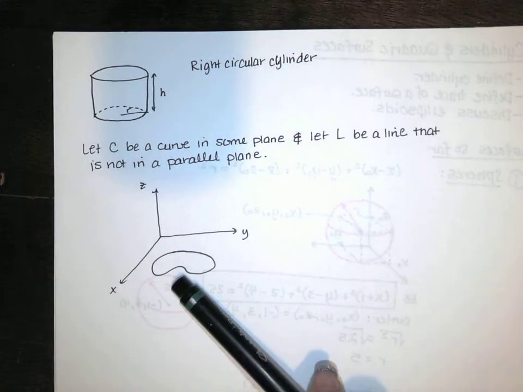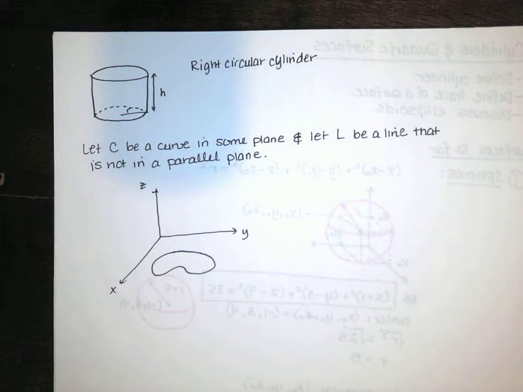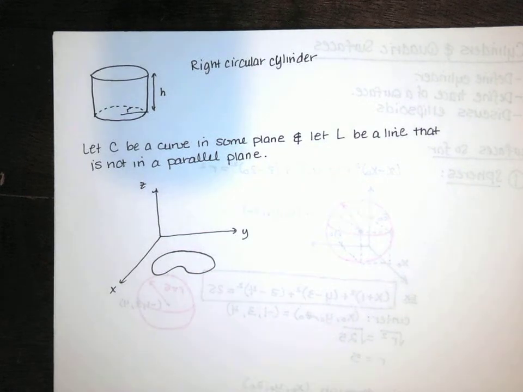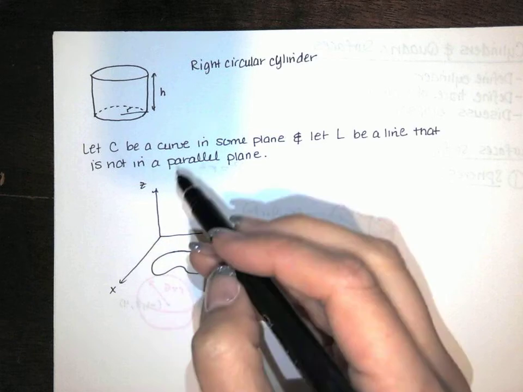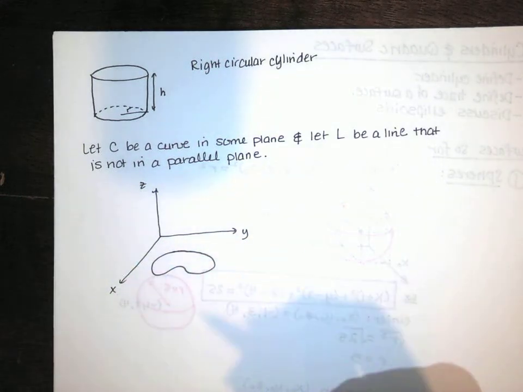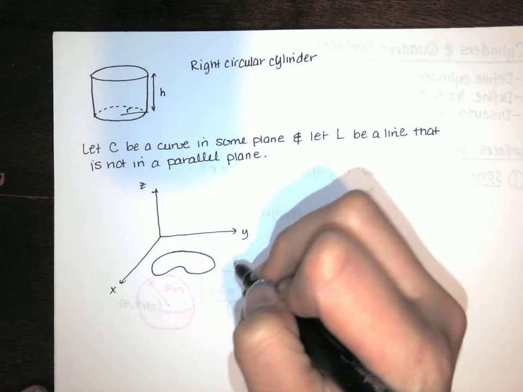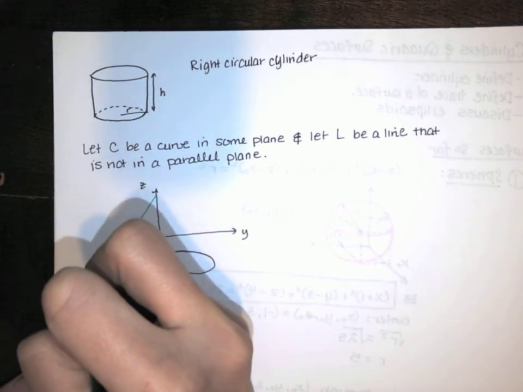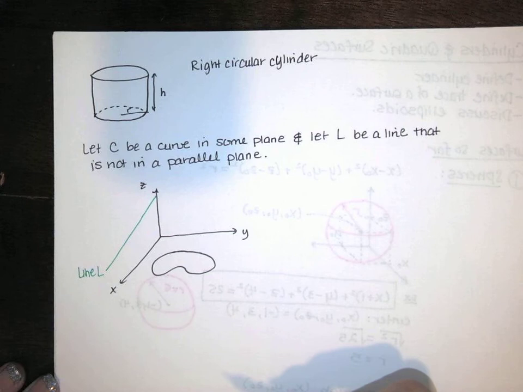And L is not in a plane with z equal to a constant, because down in the xy plane, remember, z equals 0. I don't want a line at the level of z equals 1 or z equals 10. I want a line that is not in a plane like that. So it has to have some z component, if its direction vector does. So I'm just going to draw a line. So let's say we have a line like this. This is a line L that's not in a parallel plane.